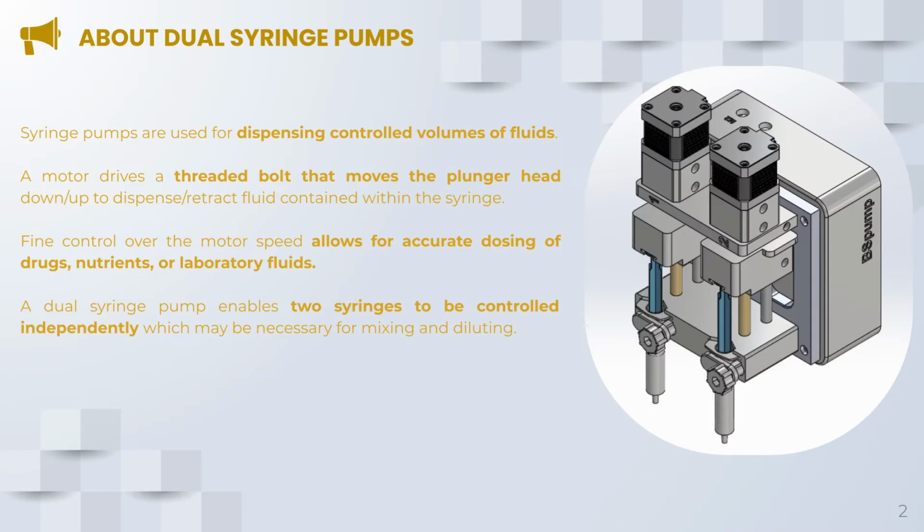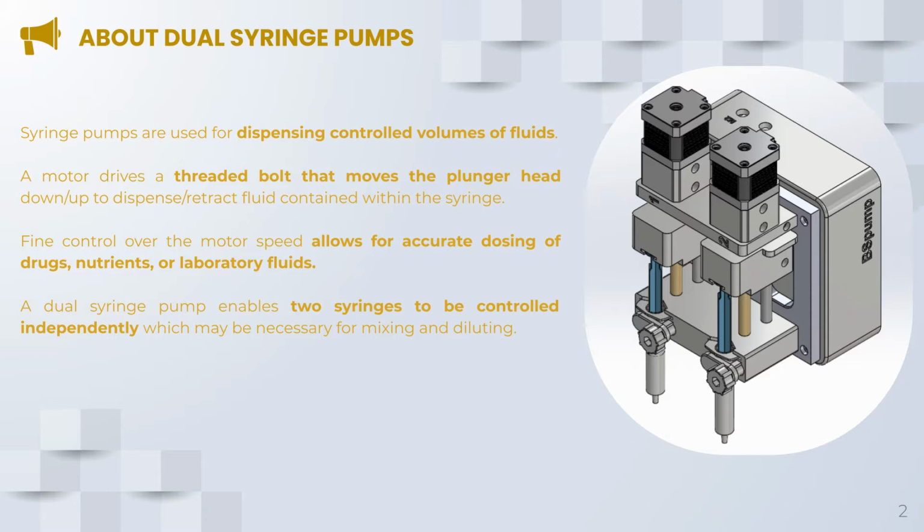As a background to the product, syringe pumps are used to dispense controlled volumes of fluids. A motor drives a threaded rod, which is gold-colored in the model, that moves the plunger head down and up to dispense or retract fluid contained within the syringe. By controlling the motor speed, syringe pumps can accurately dose drugs, nutrients, or laboratory fluids.